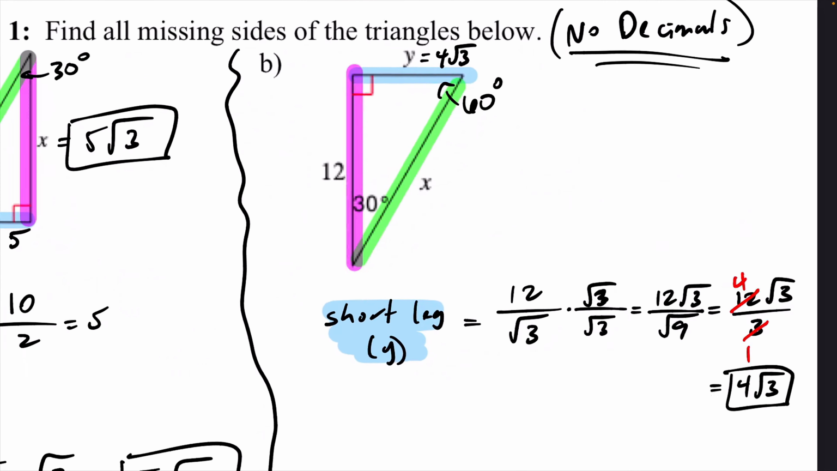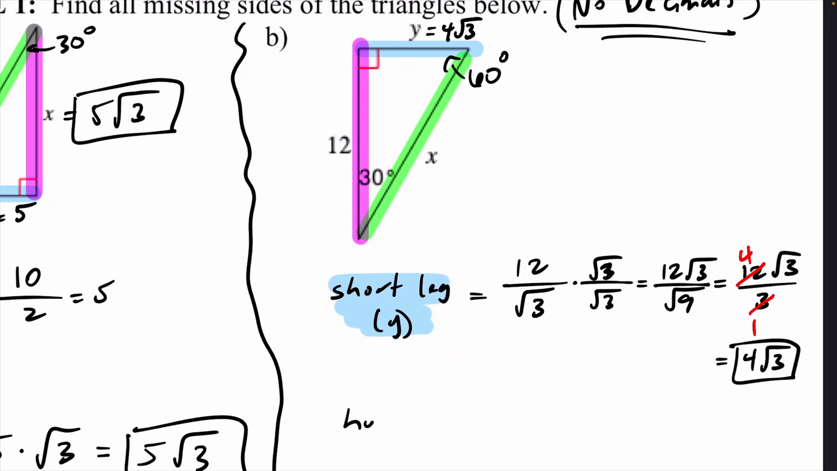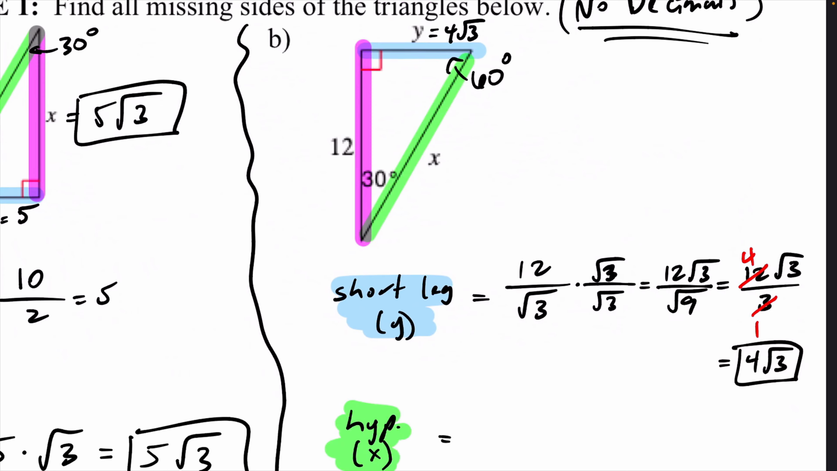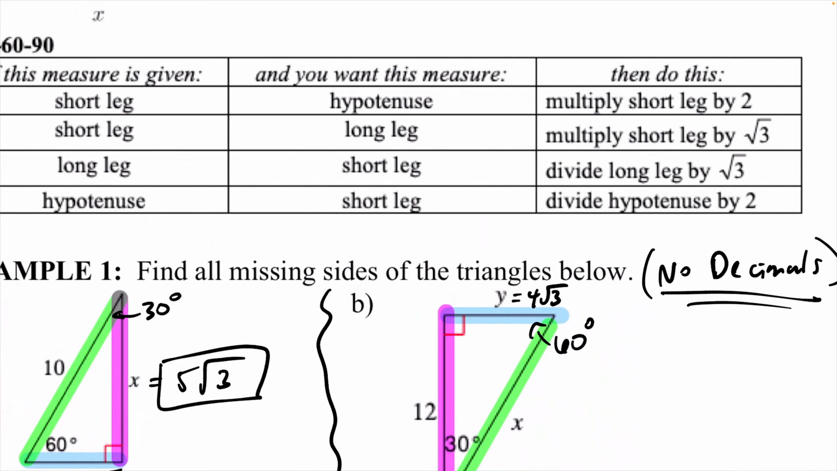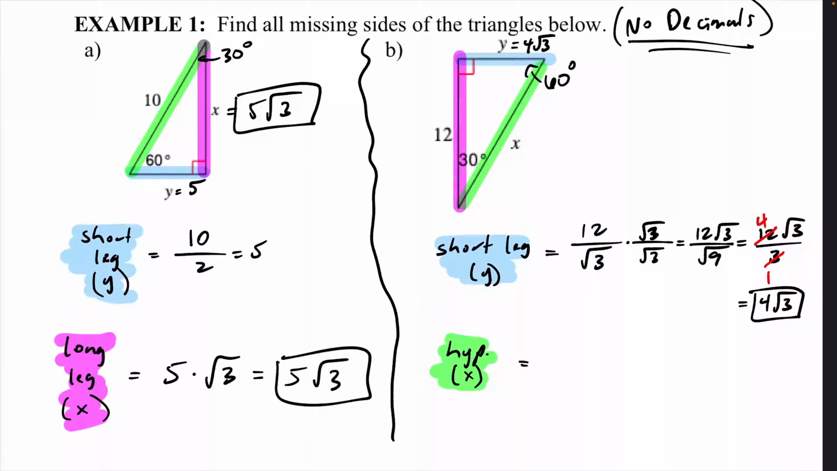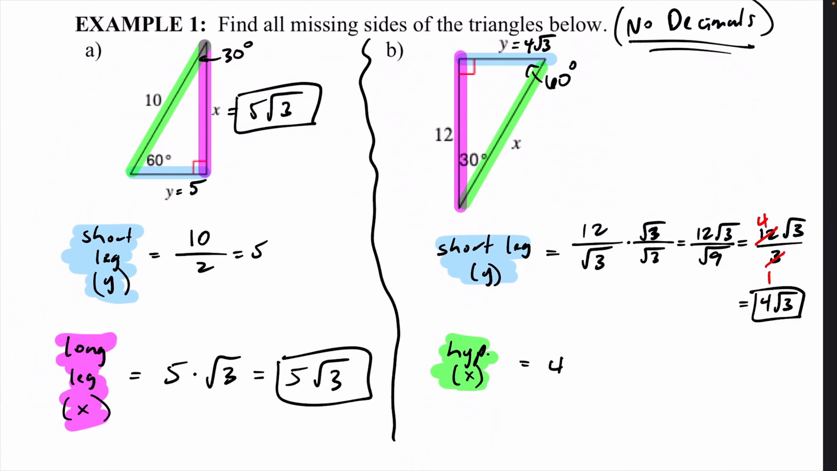Now I've got to find the hypotenuse. So I'm going to go back to my table. Hypotenuse is x. What I need to find is in the middle. Hypotenuse: multiply the short leg by 2. I just did the short leg. That was 4 times the square root of 3. I need to multiply that by 2.